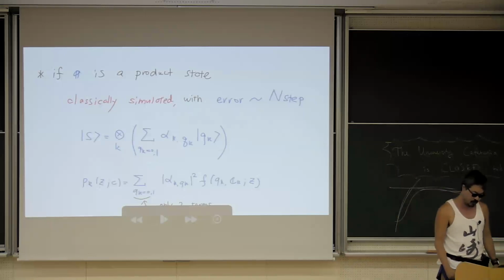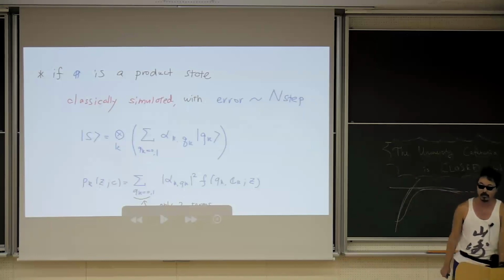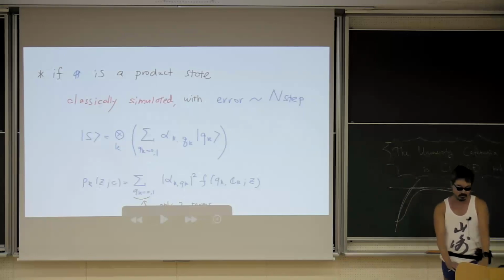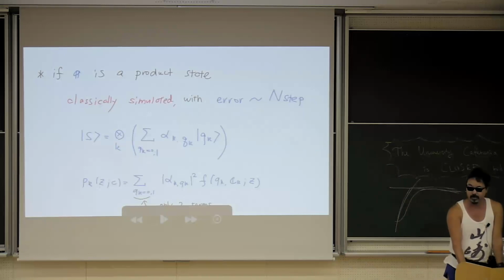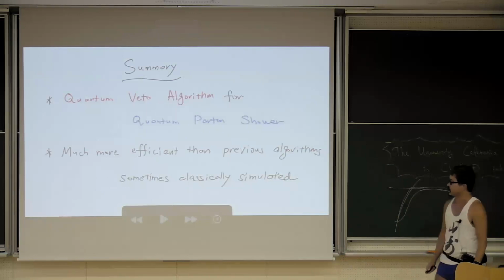So it turns out that if the initial state is simple, you can actually classically simulate it. So in the end, if you like, you can say that we obtained a classical algorithm in the end. But that depends on the initial quantum state. So okay, let me try to summarize.